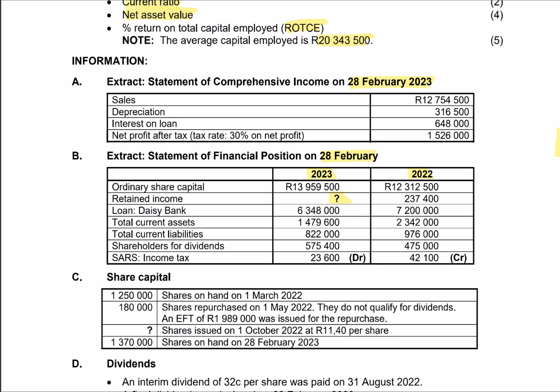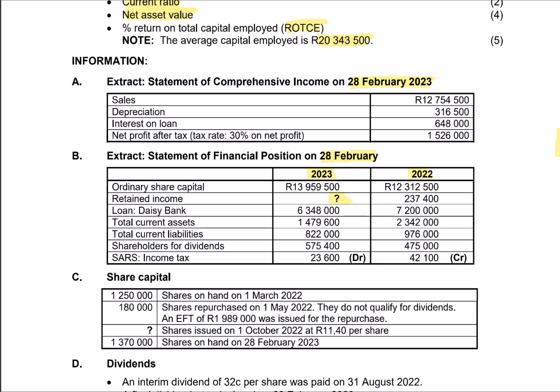Then loan, Daisy Bank. The movement in loan. Daisy Bank, you're given the opening balance and the closing balance. Then total current assets. You're given total current liabilities. Then shareholders for dividends, you're given the opening balance and the closing balance as well. SARS income tax: in 2022 you had a SARS credit, and in 2023 you had a SARS debit.